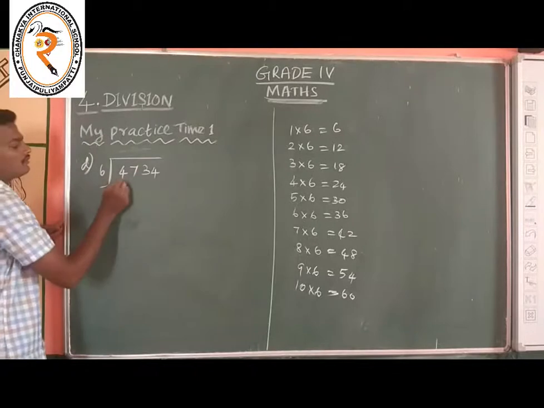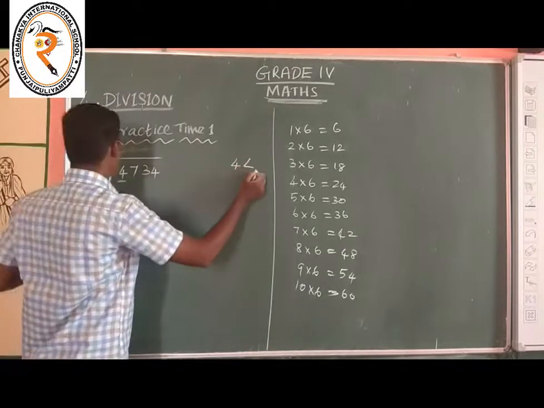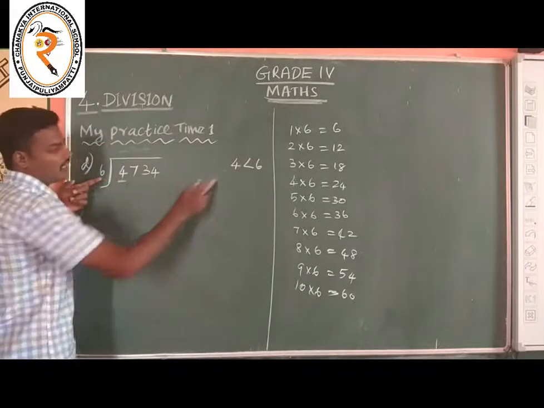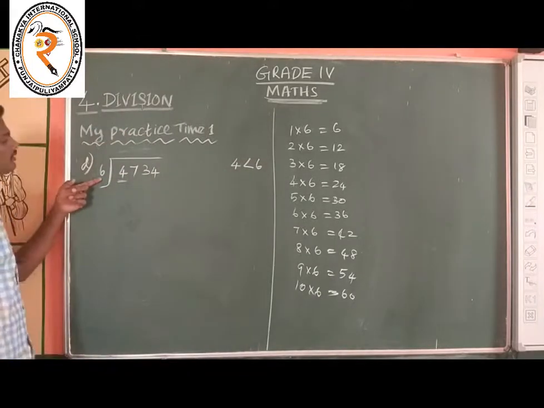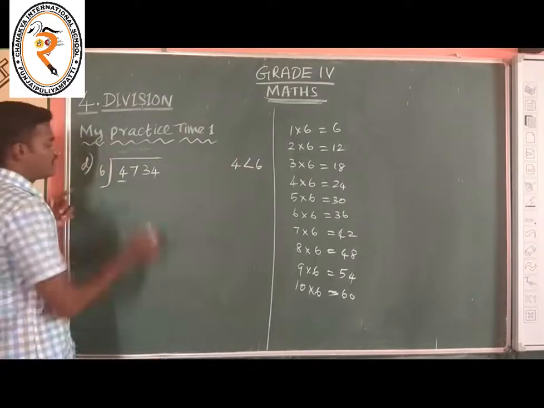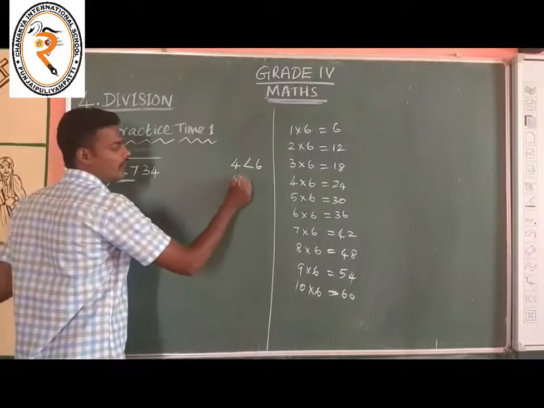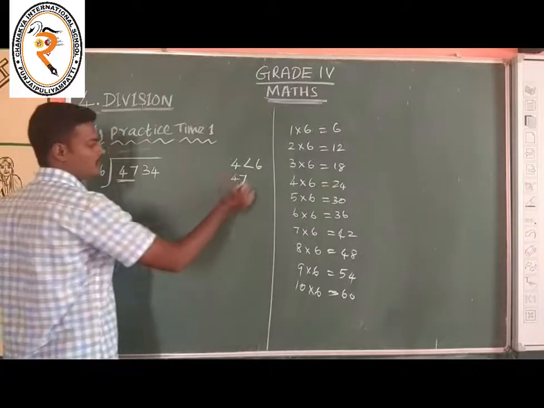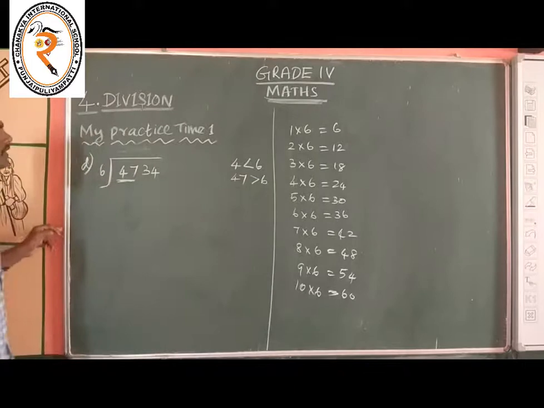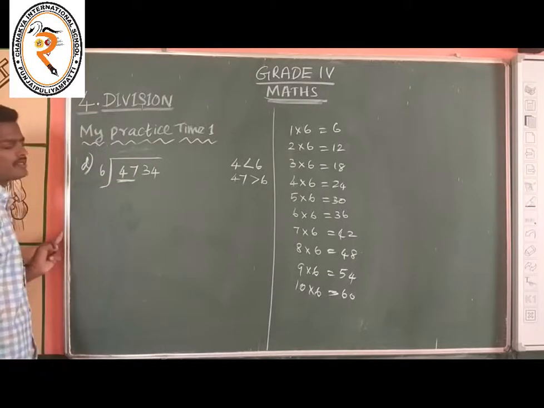First we select 4. 4 is less than 6, so we cannot divide 4 by 6. So we select a 2-digit number, which is 47. 47 is greater than 6, so 47 can be divided by 6.